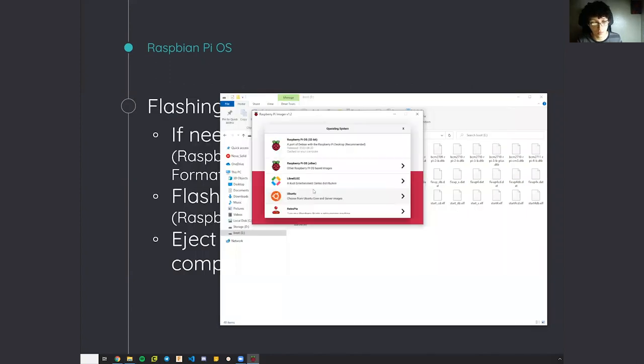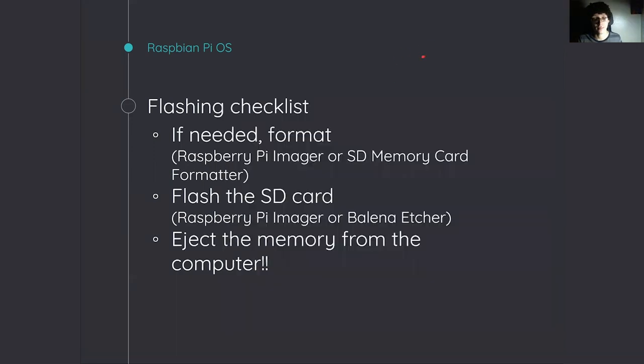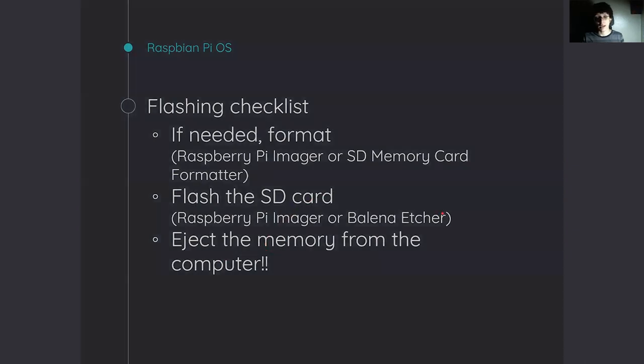Let's use this one. So you can see there's a way to format the card. And then flash the SD card with an imager. You can use the Raspberry Pi Imager as we just used, or use the Balena Etcher. Eject the memory from your computer, right? And then plug it in again.